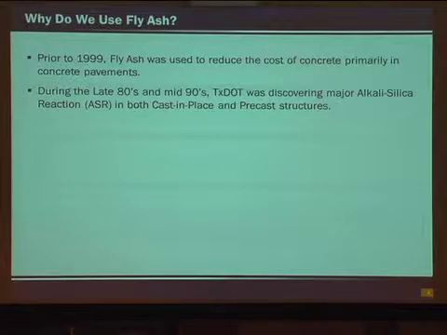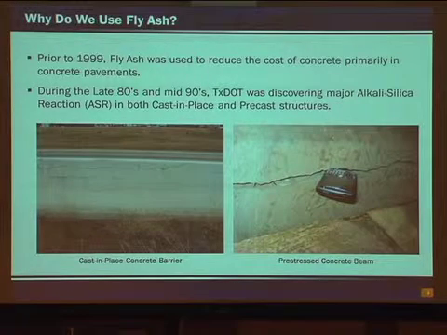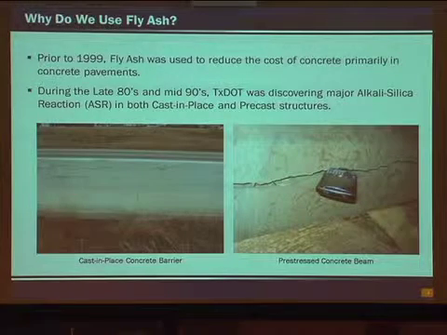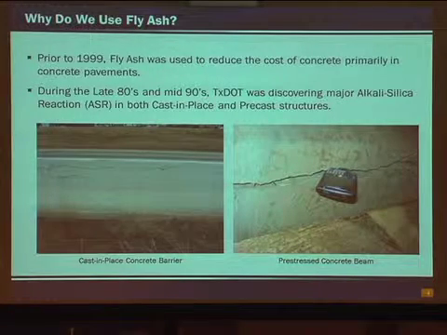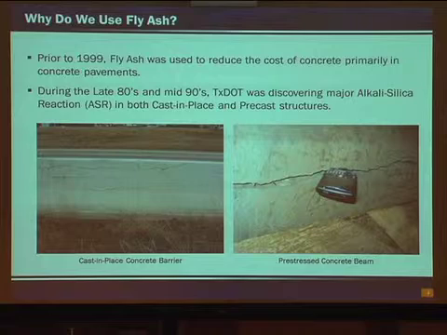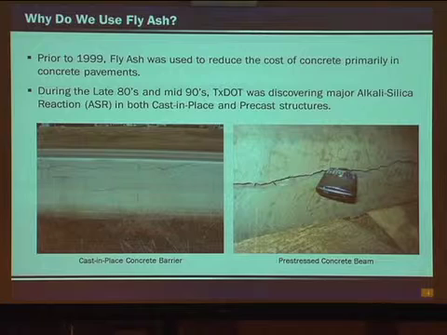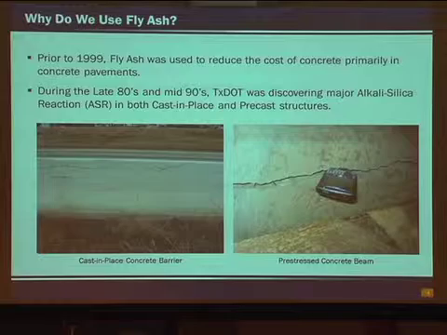During the late 80s and in the mid 90s, we were discovering that there was a massive ASR situation going on in both cast-in-place and precast concrete. Here's a couple of pictures. A cast-in-place barrier, severely cracked just due to ASR, as the barrier has never been impacted. It's just a chunk of concrete sitting there in the weather, and it's expanding. Then we have a pre-stressed girder where a crack is big enough that we were able to stick a BlackBerry into it. That tells you how substantial the expansion is in those pre-stressed girders. So this was our main concern.